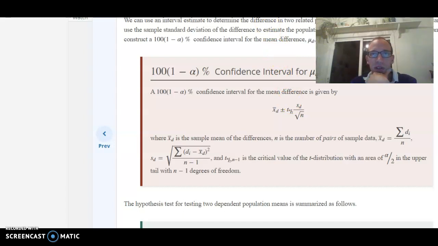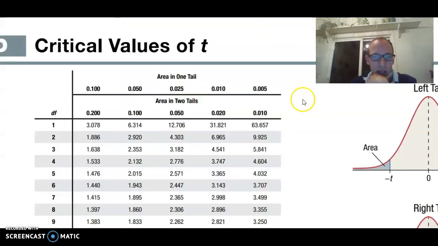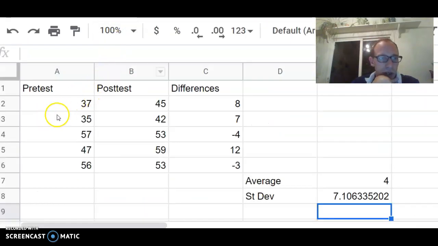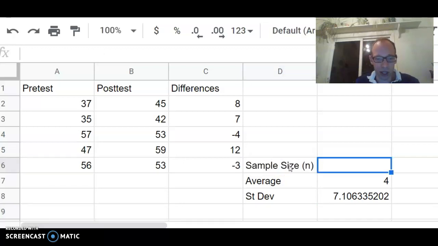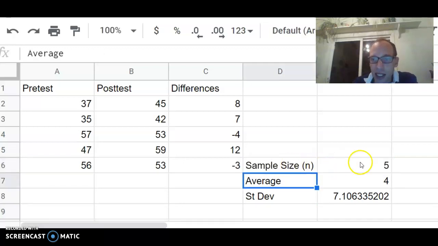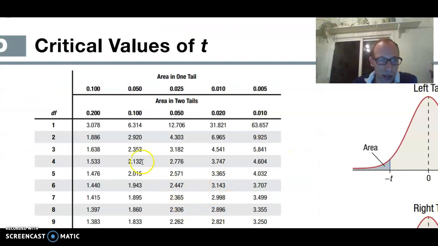If we go over to the stats table here, notice that we do need to know our degrees of freedom. So it's just like a one sample t-test. So we'd have 5 data values here. N, I could put that there. Sample size n would equal 5. And so the degrees of freedom would be 1 less than sample size. So if I go over here, degrees of freedom would be 4.